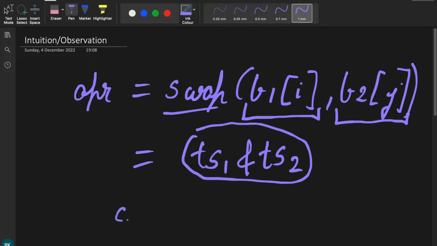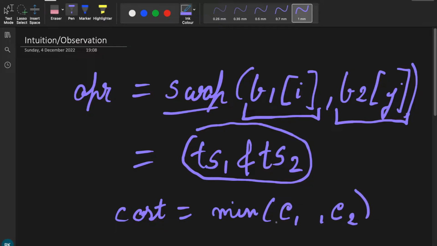And what is the cost of this operation? The cost of this operation will be minimum of E1 comma E2, where E1 is the element 1 which is transferred and E2 is the element 2 which is transferred. Why I explained it? It will be very clear why I explained this analogy.